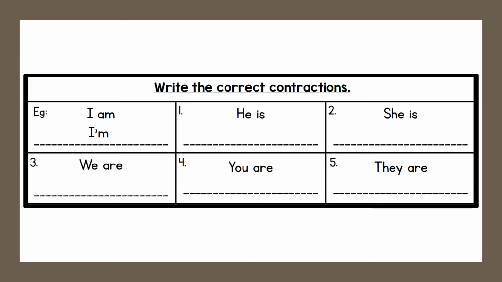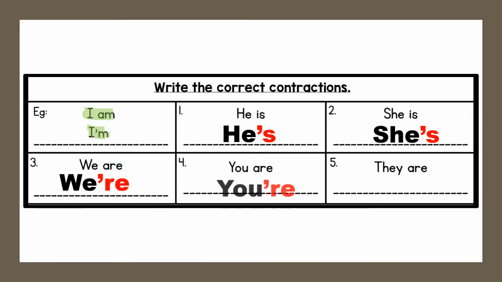Alright. Okay, so the next one, the first one I have given you here, I am, I'm. So when we use number one, he is, the answer should be he's. The second one, she is, the answer should be she's. Number three, we are, the answer should be we're. Number four, you are, and then the last one, they are. Alright.